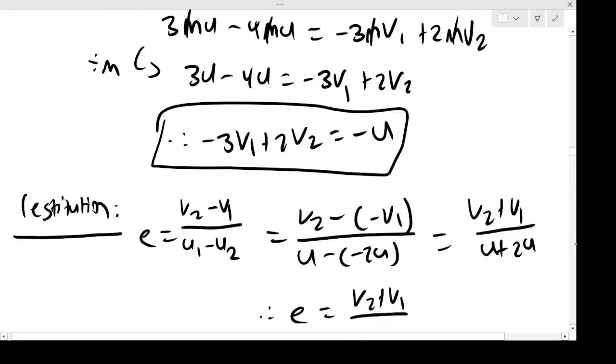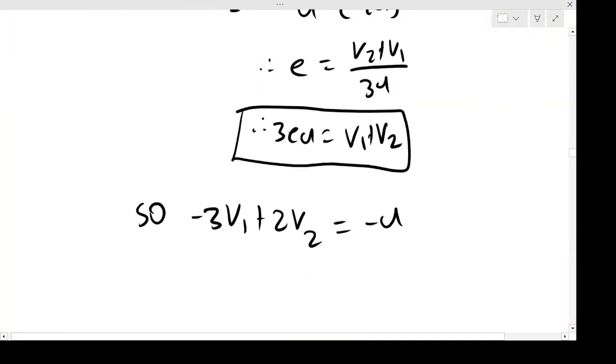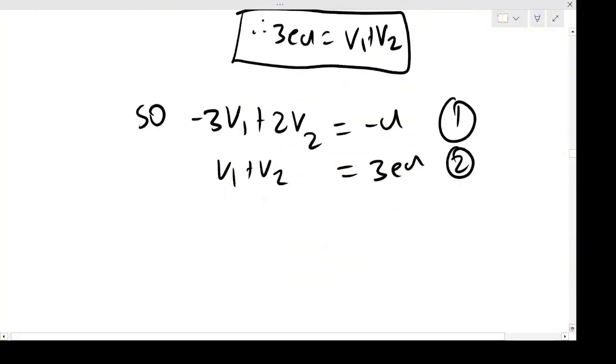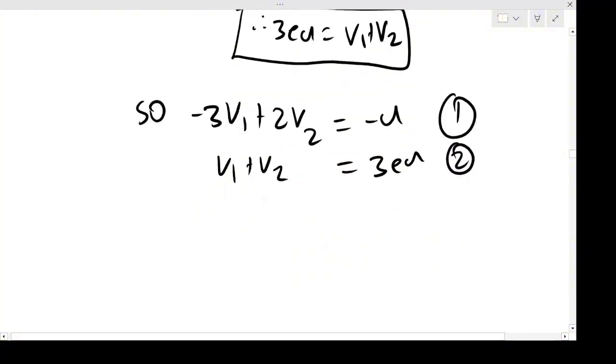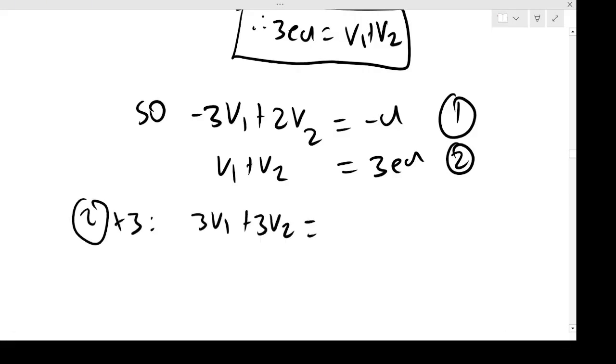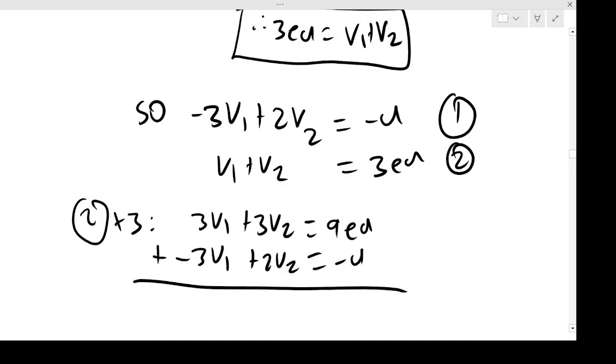Okay, and we also have here V1 and V2 is equal to 3EU. So these are my two equations. I want to solve for either V1 or V2. Let's triple the second equation, so then we get 3V1 add 3V2 is 9EU. Then if I bring the first equation back, you can see we can add them to get rid of the V1s. So we get 5V2 is 9EU minus U.